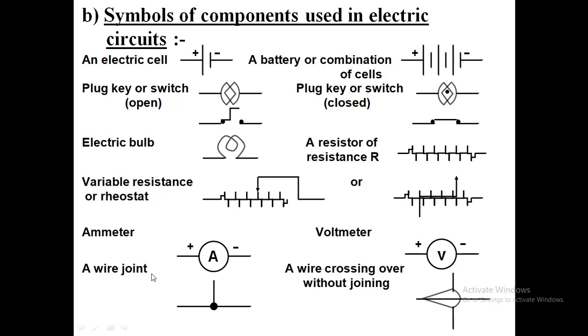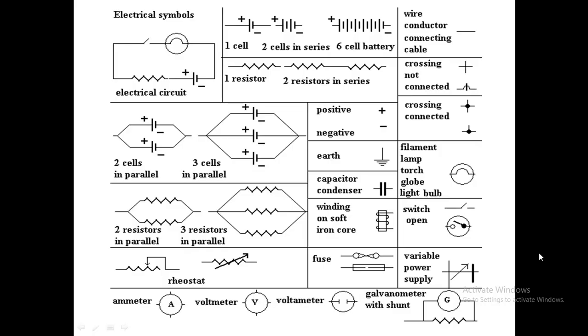A wire joint. Suppose you are going to join a wire with another one. This is how you represent a wire joint. A wire crossing over without a joint. That means moving the wire over another wire. This is how you represent it. These are some more symbols which are used in the circuit. Electrical symbols.